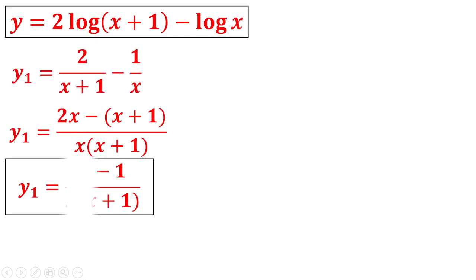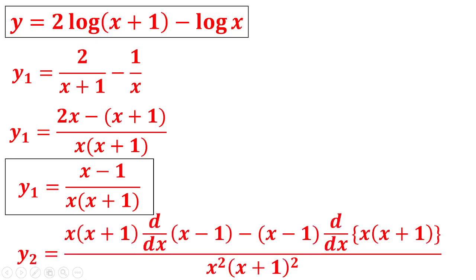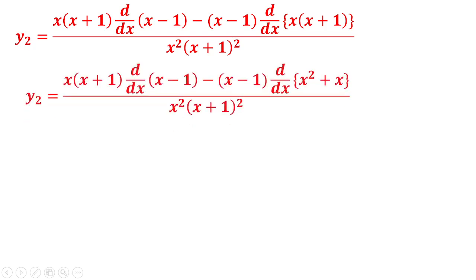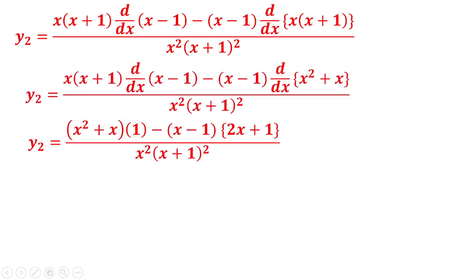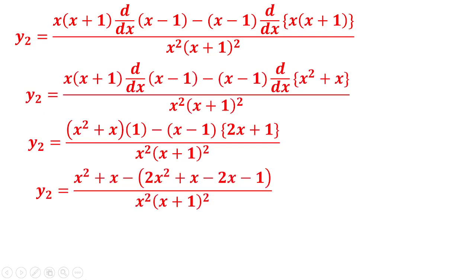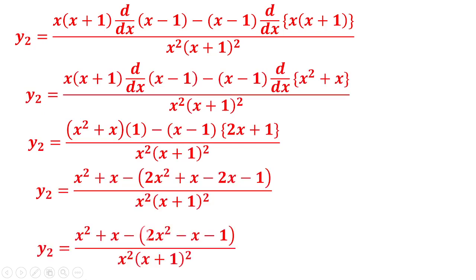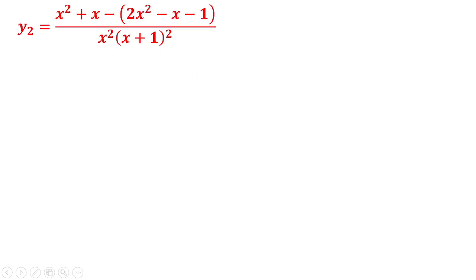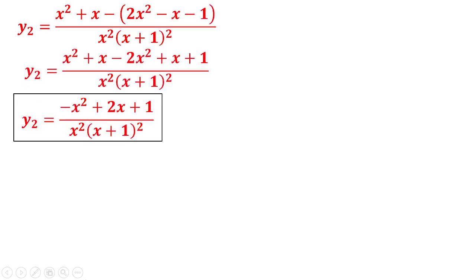Now simplify it. You got the first derivative as x minus 1 upon x into x plus 1. Do the second derivative using the quotient rule. Again simplification is done so that we can prove the given equation. Now the second derivative is again simplified. It is coming like this.